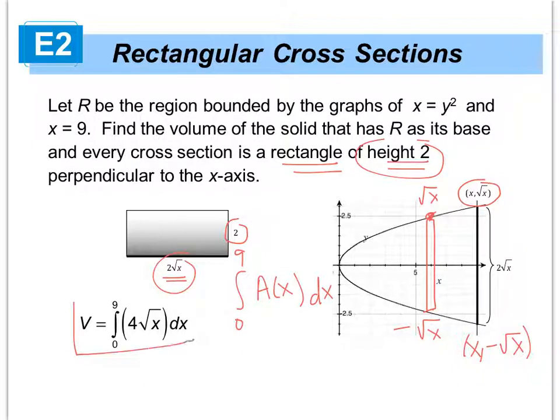So this is how we would express our volume then. This is saying start at x equals 0, go up to x equals 9. This is the area of each rectangle. And then that's saying make the rectangles really, really skinny. So we have these rectangles that are coming out at us. We're finding the area of each one and then adding them all up. So we're using the integral as an accumulation process. Make these cross sections, these rectangles really skinny, add them all up.